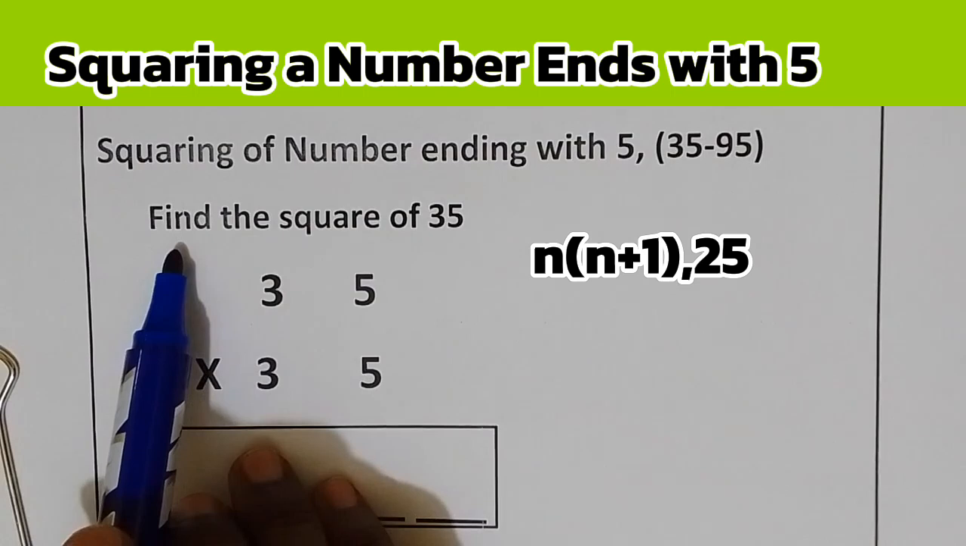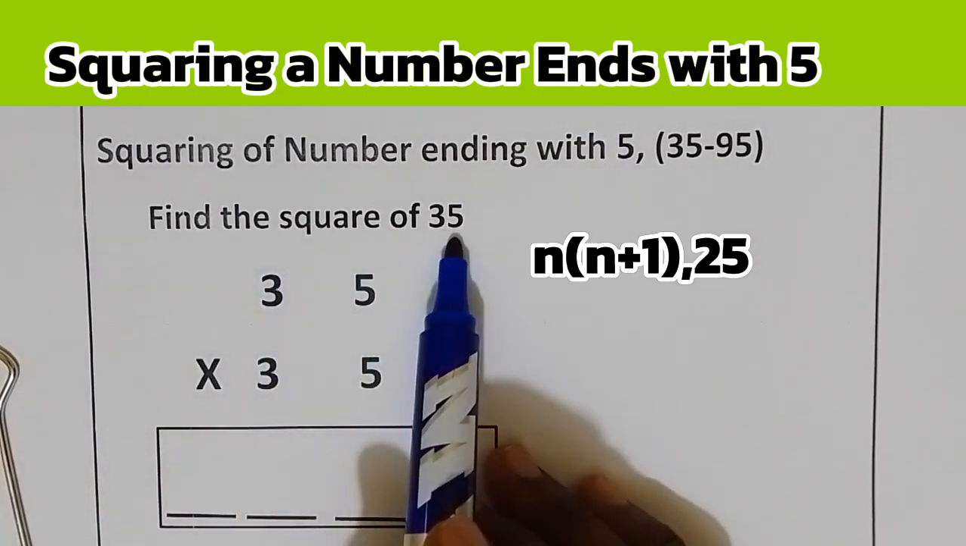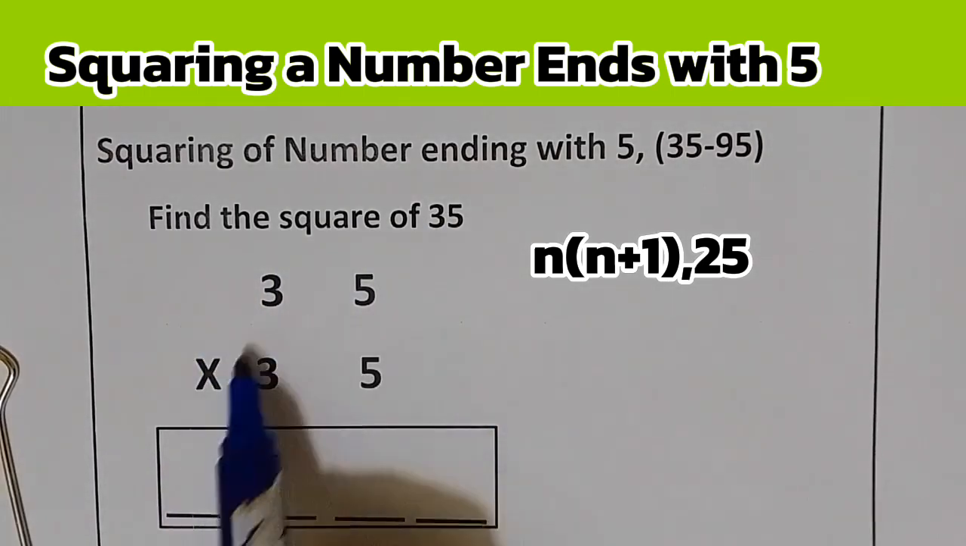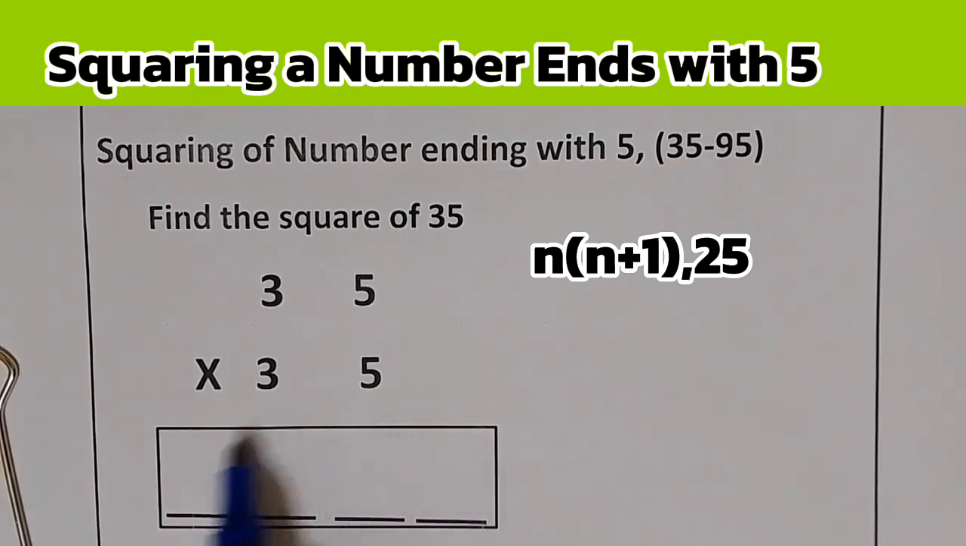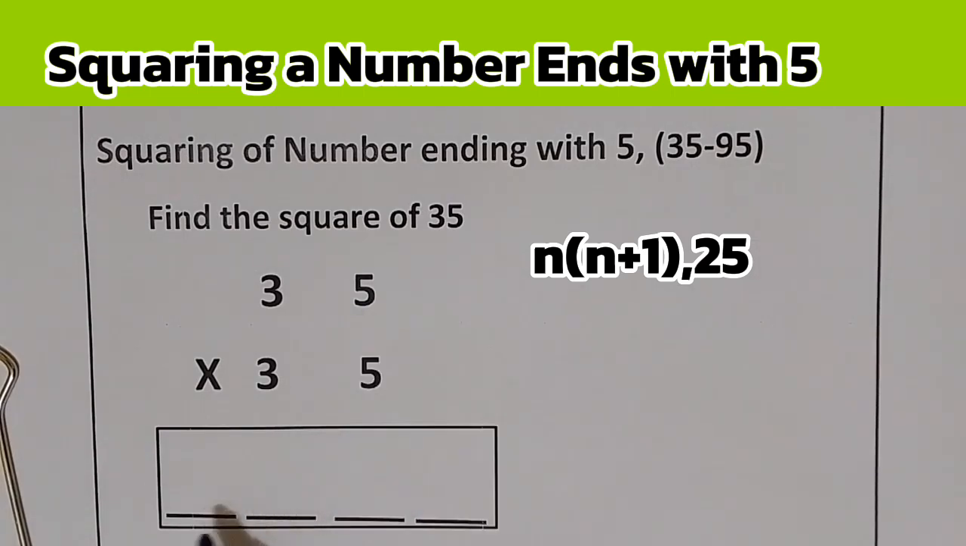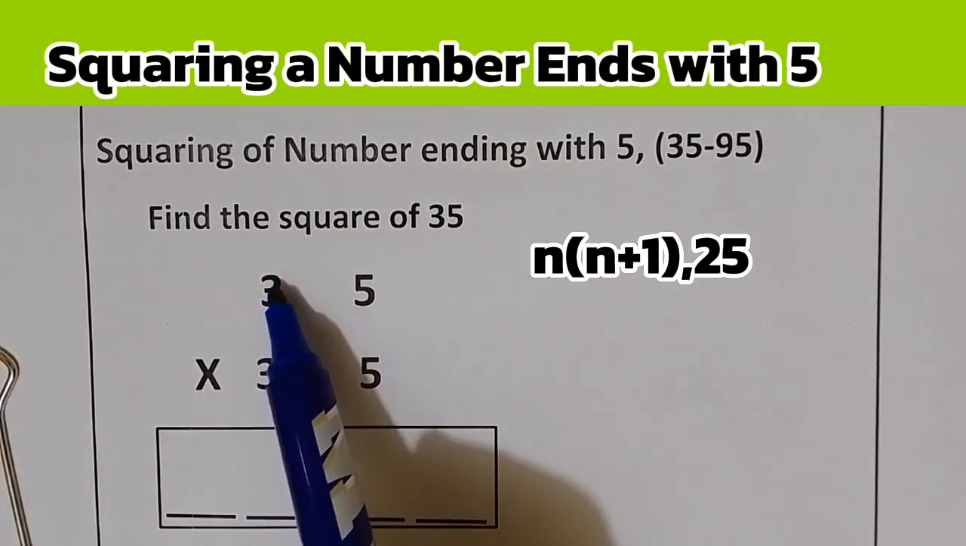Let's go to question number 1. We're supposed to find the square of 35. The square of 35 means 35 multiplied by 35. Here, to the answer, we have 2 digits to the right and 2 digits to the left. The 2 digits to the right, we will get by taking 5 multiplied by 5. And the other 2 digits to the left, we are going to get by taking 3 multiplied by 3 plus 1. That is going to be 3 multiplied by 4.